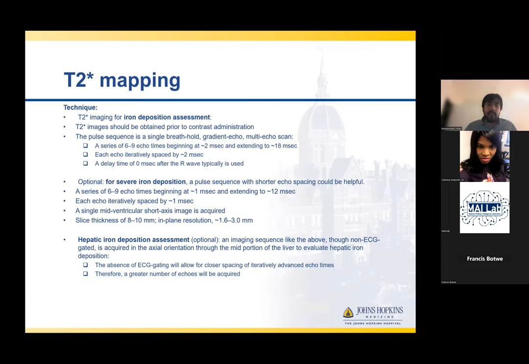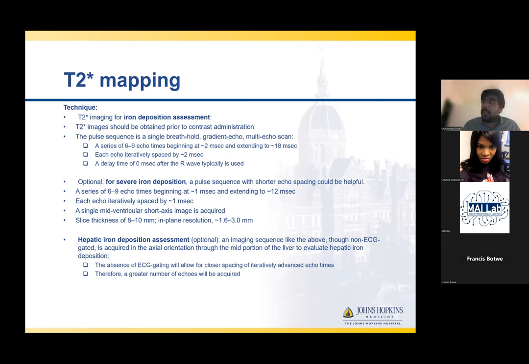Now, T2 star mapping is another useful tool, although with very few applications, mainly used for iron deposition. It's based on your T2 star curve, which is a sharply falling curve based on your free induction decay. Essentially, you are trying to see the local magnetic field inhomogeneities, and anything that would cause that would give you shorter T2 star values. So it's not just iron deposition, but whenever we're looking for iron deposition and we see T2 star values lower than expected, we suspect that there is iron deposition.